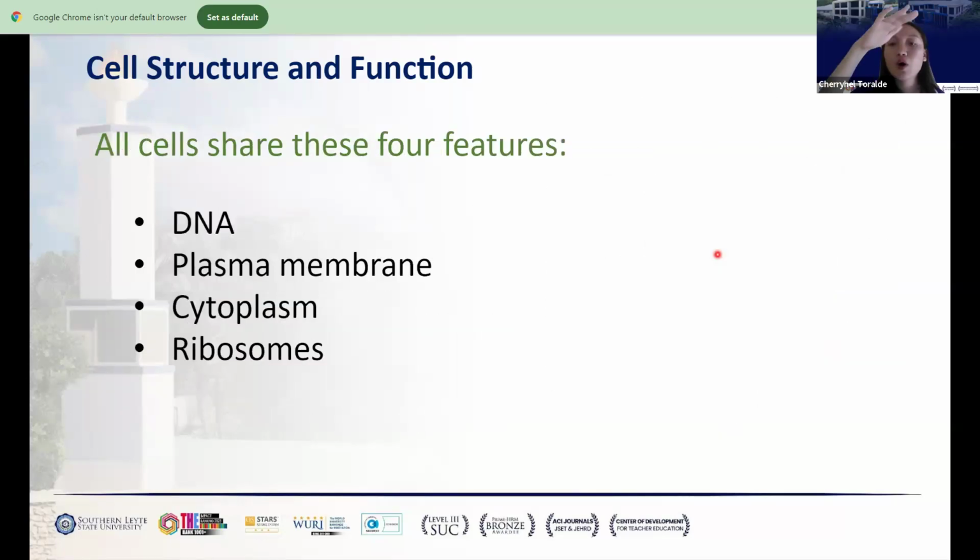Okay, so from all of these features and structures that have been discussed, we can generally say that all living organisms that have cells in them have these four universal features. First off, they all have DNA. Second, plasma membrane. Third, cytoplasm. And lastly, ribosomes.